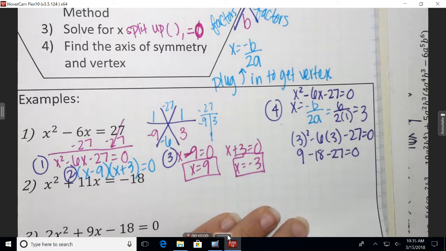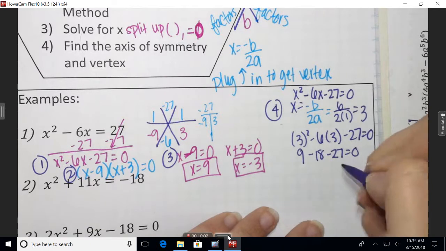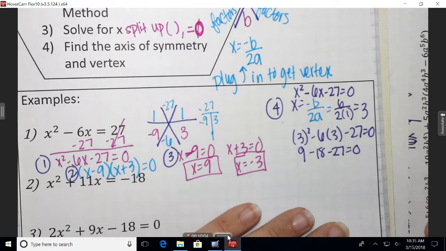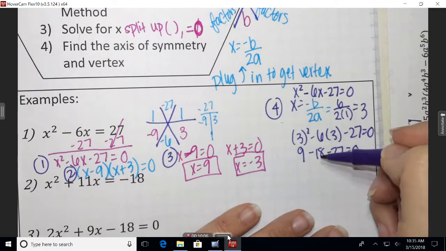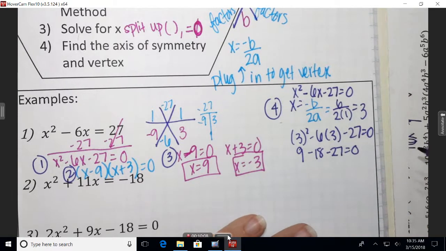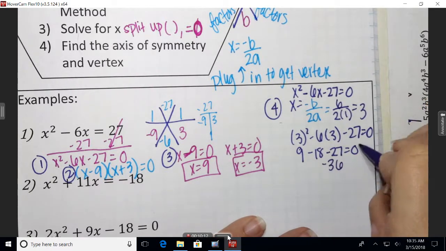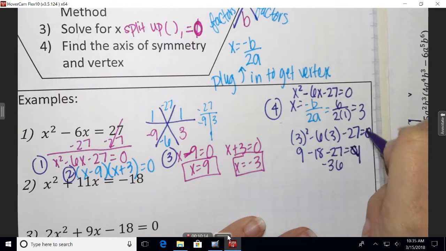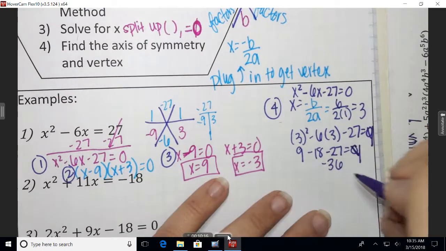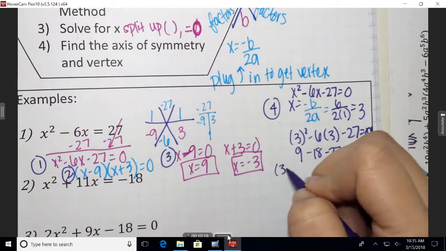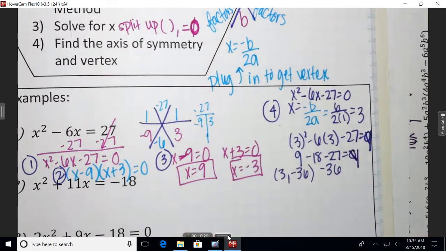This is going to be a giant negative. 9 minus 18 is negative 9. Negative 9 minus 27 is negative 36. Oh, I need to make this equal to y, not 0. All right, so our vertex is 3, negative 36, and we are not graphing that one because that's going to be way down our paper.